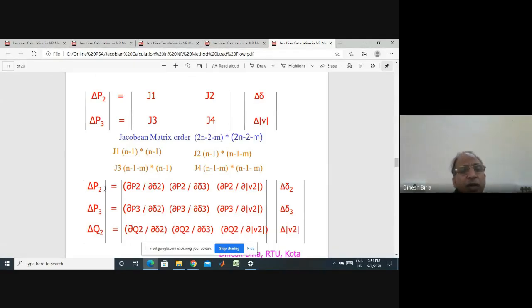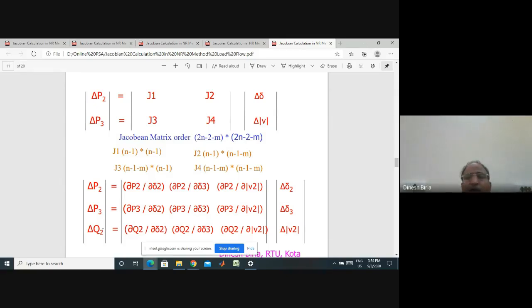Now you see, for P2 we are having angle delta 2 on the extreme right. For P3 we are having delta 3 on the extreme right, and for Q2 we are having delta V2. It is because of a simple reason that active power is dependent on the angle or frequency, and reactive power is dependent on the voltage.